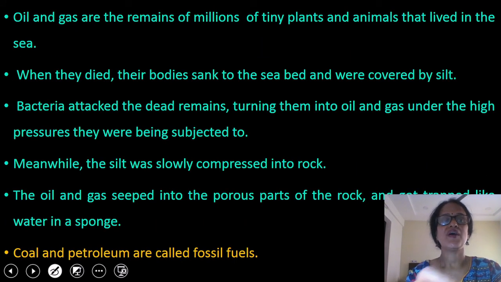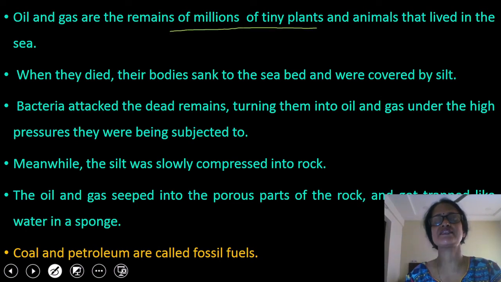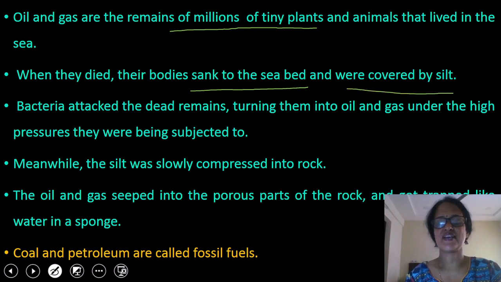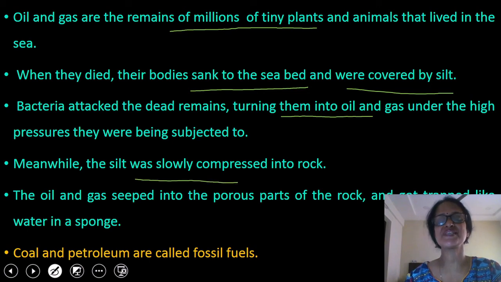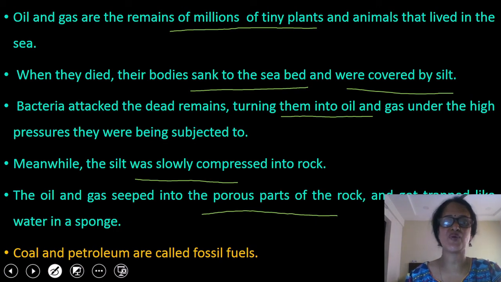Then what about petroleum? Oil and gas are the remains of millions of tiny plants and animals that lived in the sea. When these aquatic animals and plants died, their bodies sank to the seabed and were covered by silt. So what is silt? Silt is sand or fine clay particles which were carried by running water and deposited as sediments. As these dead remains were subjected to very high pressure, bacteria attacked them and turned them into oil and gas. In the meantime, the silt was slowly compressed into rock. The oil and gas produced by the bacterial decomposition of these aquatic animals and plants seeped into the porous parts of the rock, just like water trapped in a sponge. Coal and petroleum are therefore called fossil fuels.